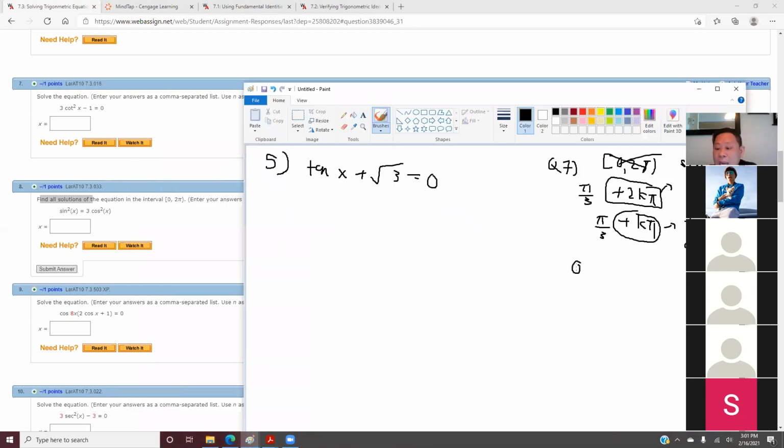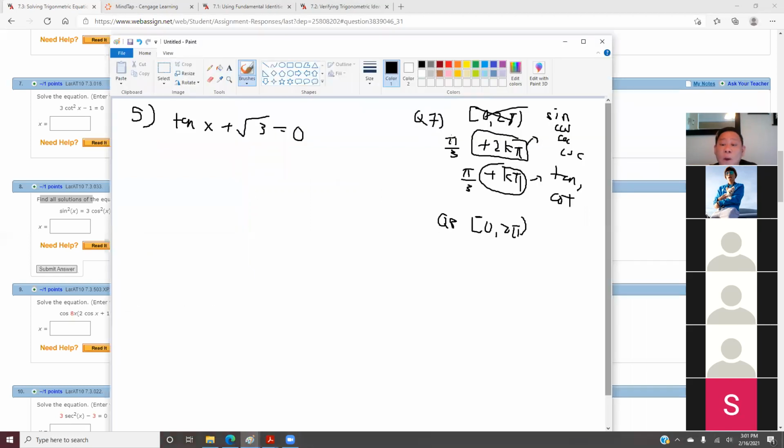But for question 8, if you have 0 to 2 pi, now be careful with this. This is a bracket and this is a parenthesis. Do you guys know what the meaning of this is? It's an interval. They're not included. Yep, it includes 0 but cannot include 2 pi. So when you have this, you have to use what you learned in chapter 6, All Students Take Calculus, and you can only go for 1 revolution. So the difference is if I give you 0 to 2 pi, you can only go 1 revolution.